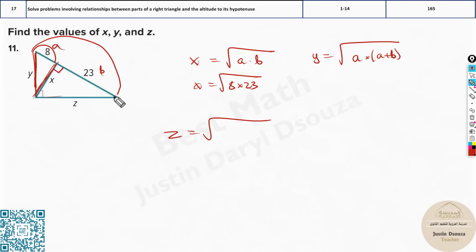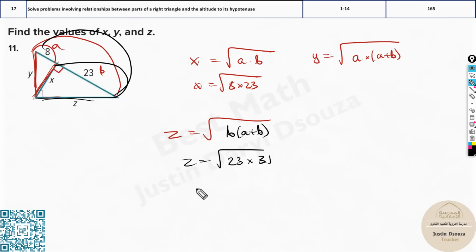And for the Z value, it's the square root of which two? So now Z is this one. Which is it close to? B and the total value. Let me change the color over here. So now let me write it over here. See, from here, B and the total value. So it will be the square root of B times A plus B. So here, let me substitute. B is 23 times 23 plus 8, which would be 31. And that's the square root. You get the answer in the calculator directly.